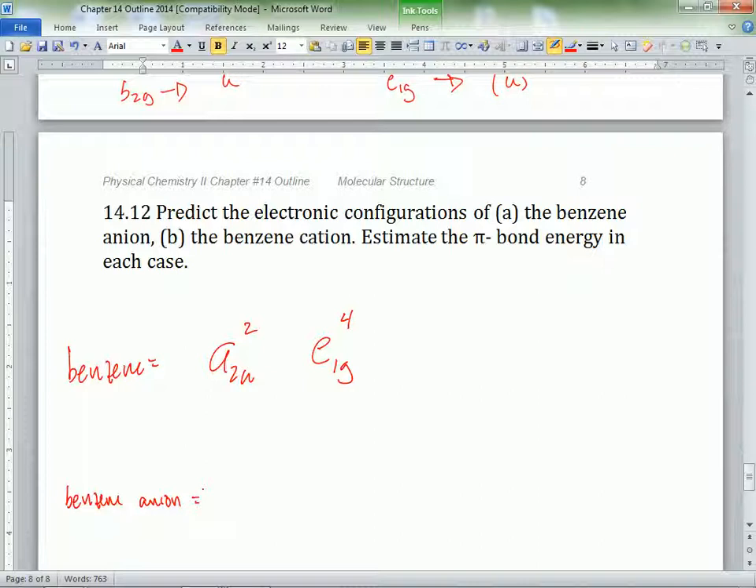A2u2, keep going. E1g3. Whoa, you removed an electron, didn't you? You just took one away. If you say E1g3, that's not the anion, that would be the cation. Okay, fine, we can do that one first. So then the anion would be E1g5. So you'd say the anion would be A2u2, E1g5.